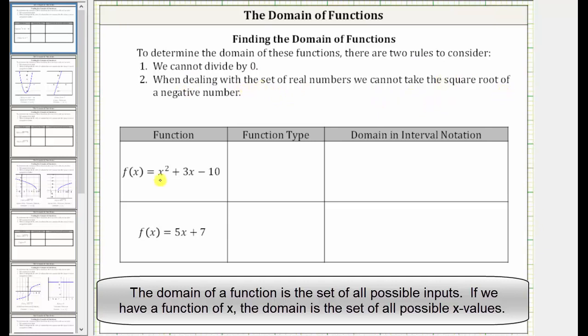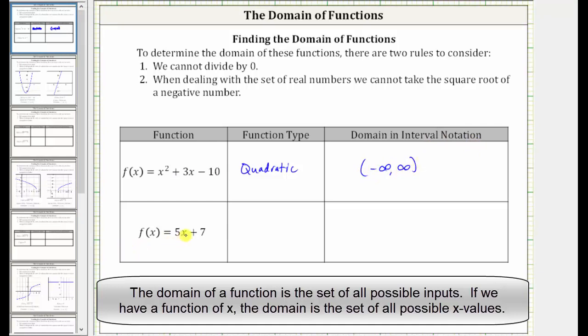Our first function is f of x equals x squared plus 3x minus 10. This is a polynomial function of degree 2, which we call a quadratic function. And now the domain is going to be the set of all possible inputs or x values, and we can take any real number, square it, and add 3 times the real number, and then subtract 10, and therefore the domain is all real numbers, which using interval notation is the open interval from negative infinity to positive infinity.